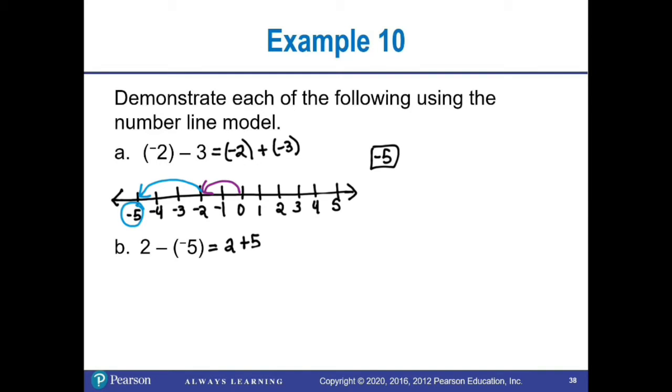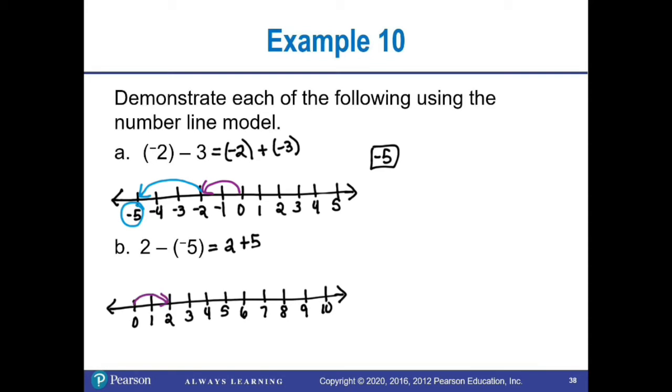Now, since both of these numbers are positive, I'm going to start at 0 on my number line, and I'm going to count up to about 10. I start at 0, and I jump 2 to the right to represent +2, and then I jump 5 more to the right, and I land at 7. So 2 minus -5 is 7.